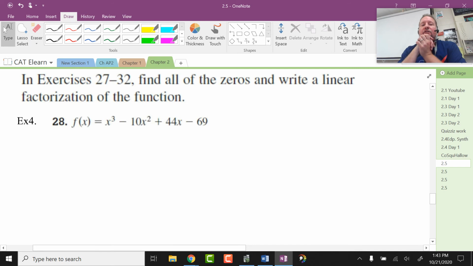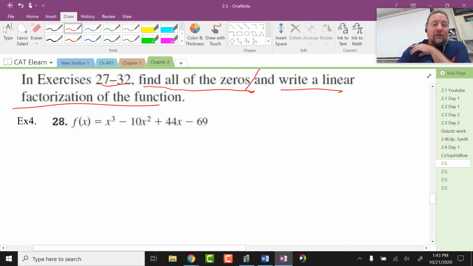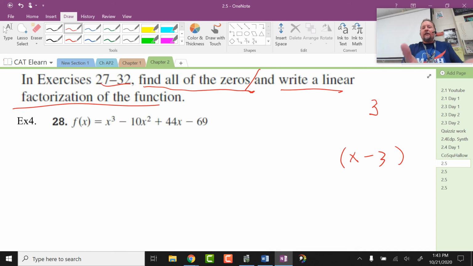So in exercises 27 through 32, fine, I just pulled this out of the book. Find all of the zeros. That's what we did yesterday. And then write a linear factorization. This ain't no thing. If I find a zero of 3, then a factor would be x minus 3. And then that's writing a factorization. So it's really the same question, just writing it in a different form. It's writing this polynomial in factored form instead of just listing the zeros.